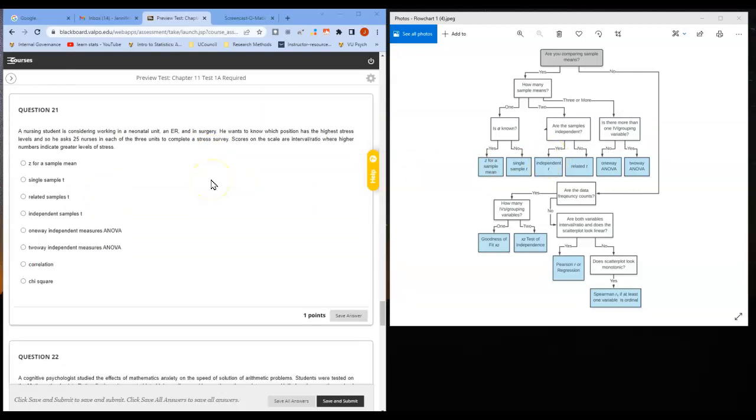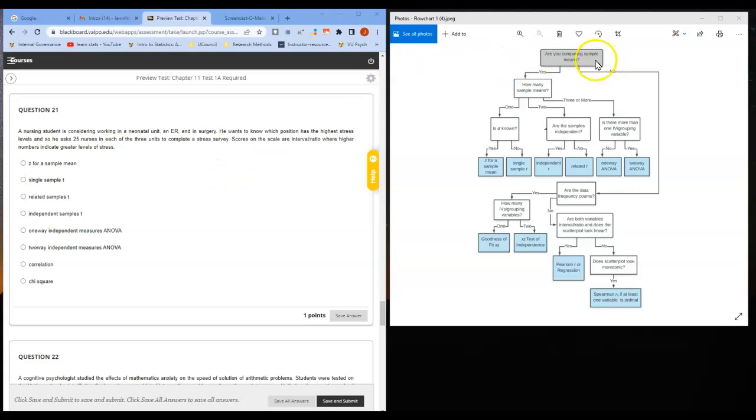For 21, a nursing student is considering working in a neonatal unit, in ER, and in surgery. He wants to know which position has the highest stress levels, and so he asked 25 nurses in each of the 3 units to complete a stress survey. Scores on the scale are interval ratio, where higher numbers indicate greater levels of stress.